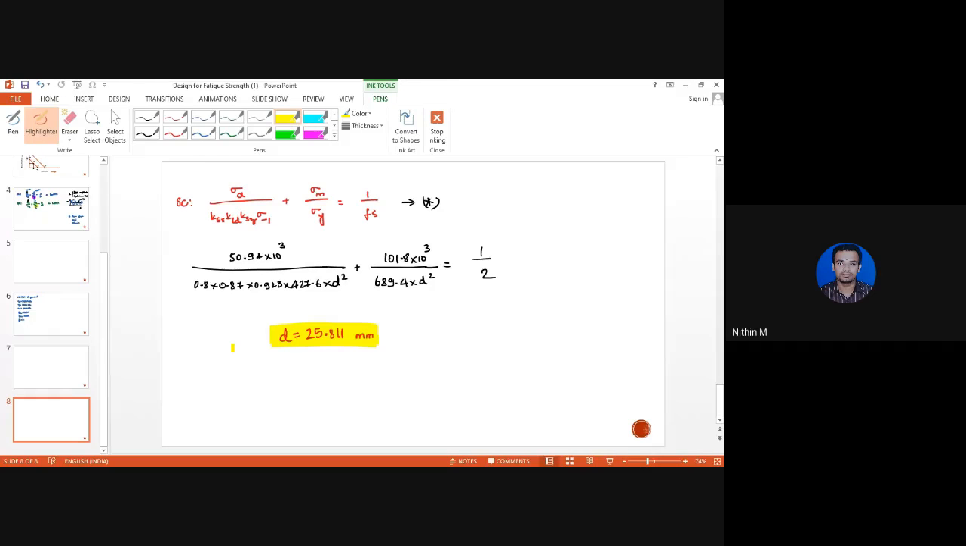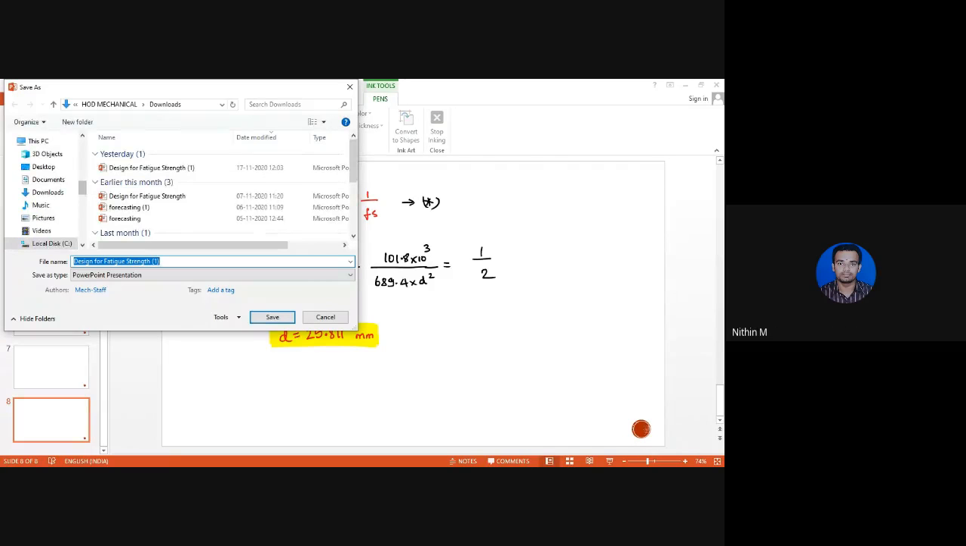In the last line you write: the diameter of the shaft or rod required to carry the said load safely is 25.81 millimeters. Is the problem clear? Someone asks what 'said load' means. It means the load that was stated, to carry that load.